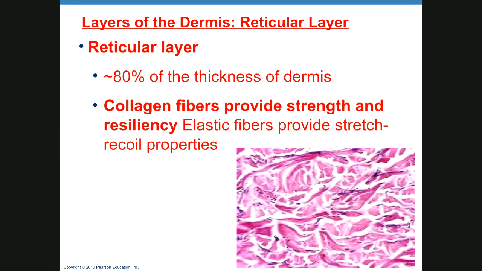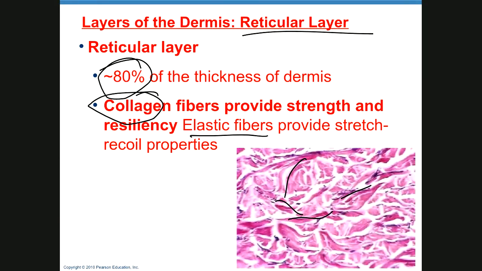The reticular layer of the dermis is the thickest layer. About 80% of the dermis will be this reticular layer. It is made of dense, irregular connective tissue, lots of collagen fibers. You can see the huge bundles of collagen fibers, and elastic fibers, and it is the elastic fibers that give the skin its ability to recoil. So you can take skin and stretch it and then let it go, and it goes back to its original shape, thanks to the elastic fibers. Now the elastic fibers may break, and then we have stretch marks.